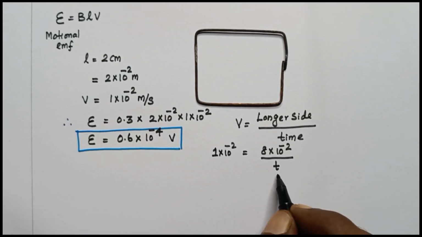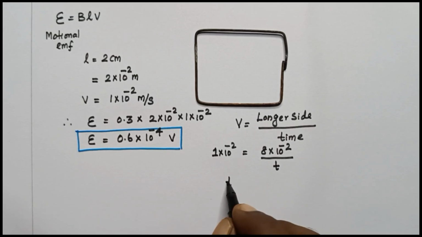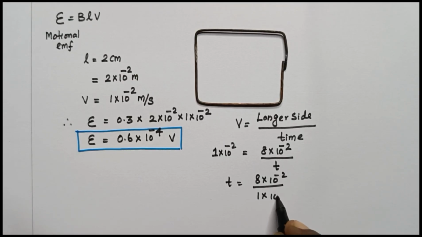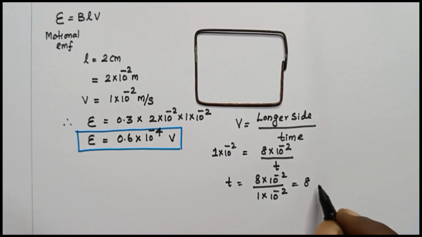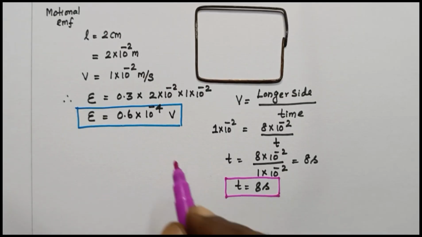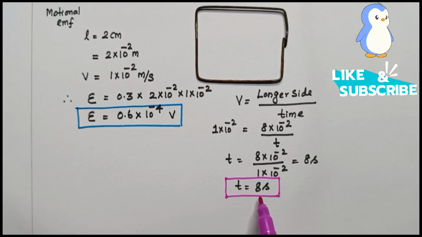This is what we have to find: how long the induced voltage will last. T is equal to 8 into 10 to the power minus 2 divided by 1 into 10 to the power minus 2. We can cancel these two. 8 by 1 is 8. So this is equal to 8. Unit of time is second. Therefore, T is equal to 8 seconds. The induced voltage will last 8 seconds. This is the answer for the given problem.